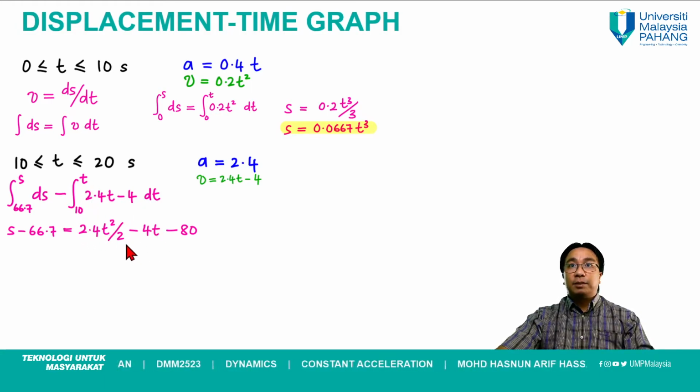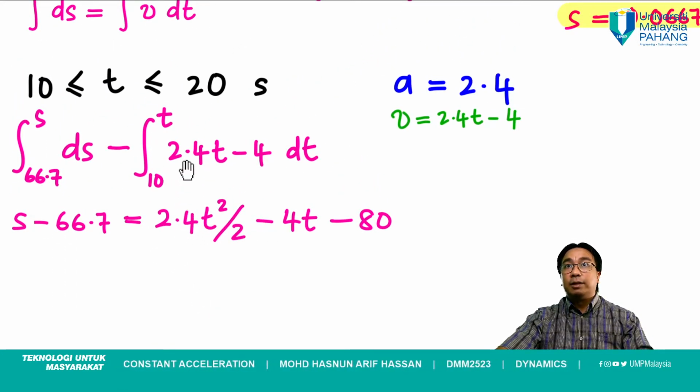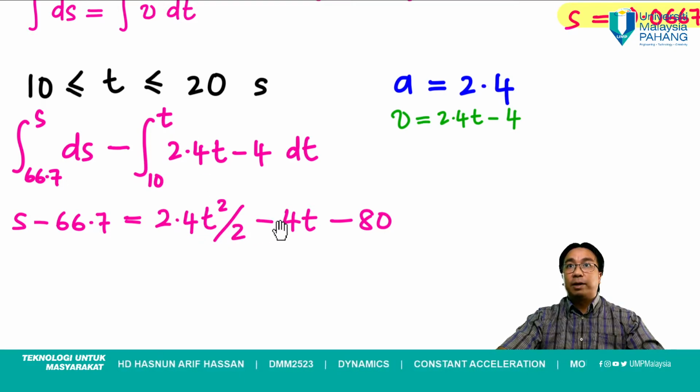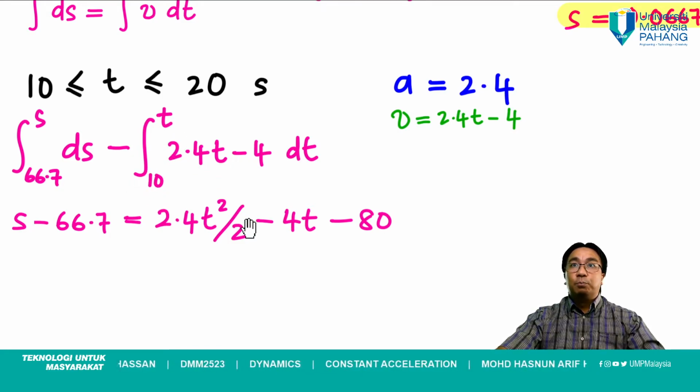Okay, sekarang you substitute ini, substitute t, you akan dapat 2.4t square divided by 2 minus 4t. Substitute pula 10 dalam ni. So, you akan dapat 2.4 kali 10 square, 100 bahagi 2 minus 4 times 10. So, you akan dapat 80. So, yang ini saya dah gabungkan. Saya dah masukkan t dan 10 ini, gantikan dalam ni. So, ini yang saya dapat. 2.4 t square divided by 2 minus 40 minus 80.